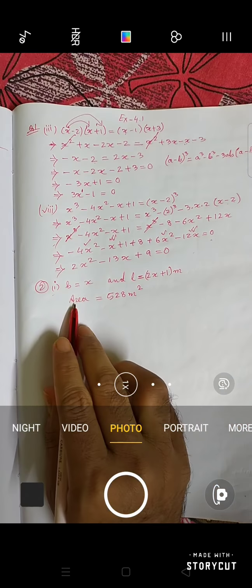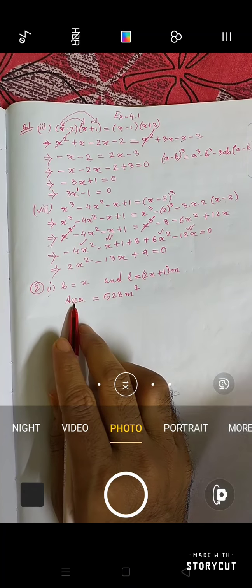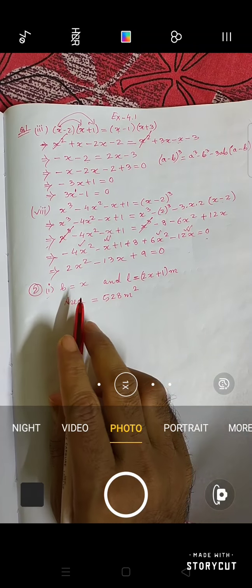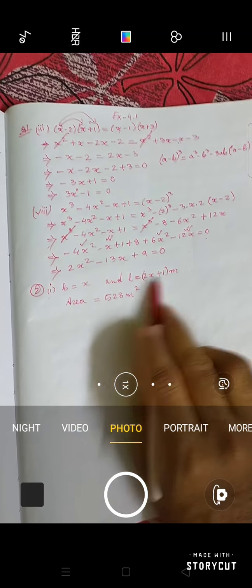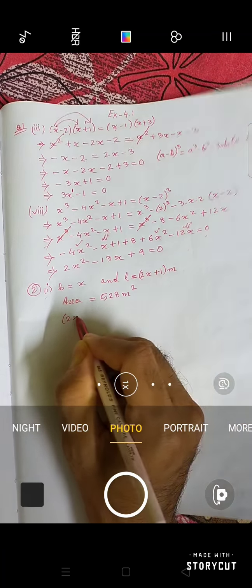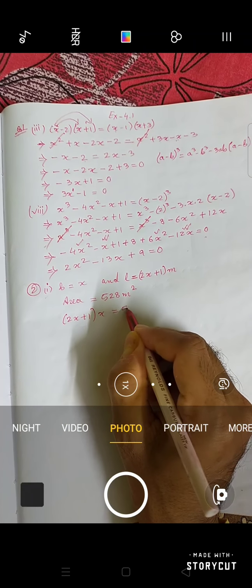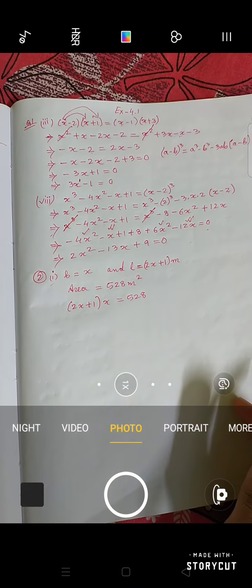Now, area means what? Area of a rectangle means length into breadth. So this is length, this is breadth, so we will multiply. So this is (2x plus 1) into x equals 528. Any problem?